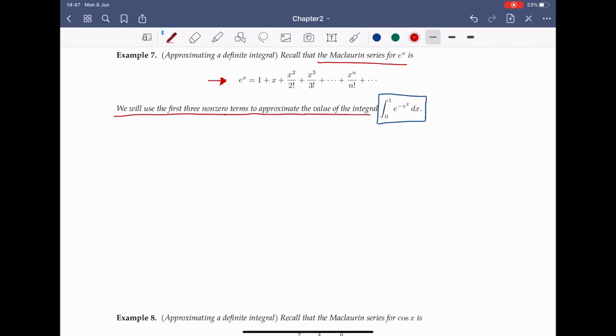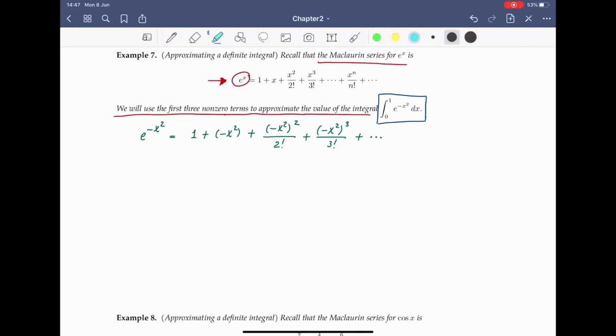So first of all, from the term that we have, e to the x here, you can replace x by negative x squared. This is going to be e to the negative x squared, equal to 1 plus, I replace x by negative x squared, and then plus, I replace x by negative x squared. I keep going, and so on. Alright, so this is e to the negative x squared.